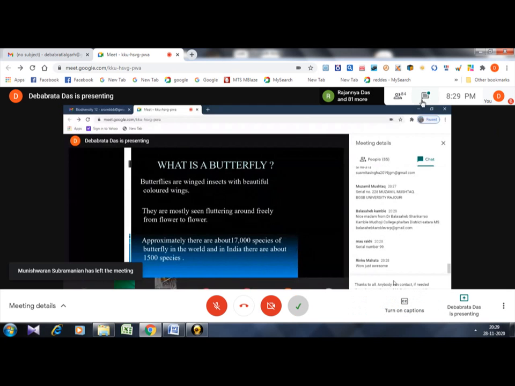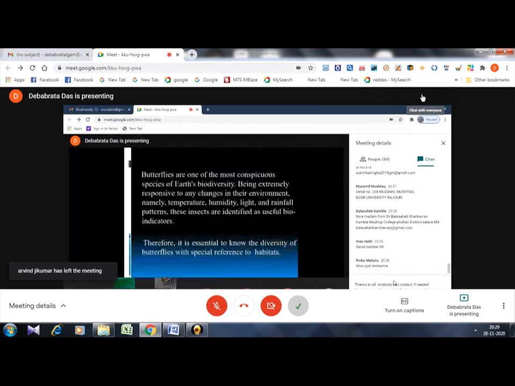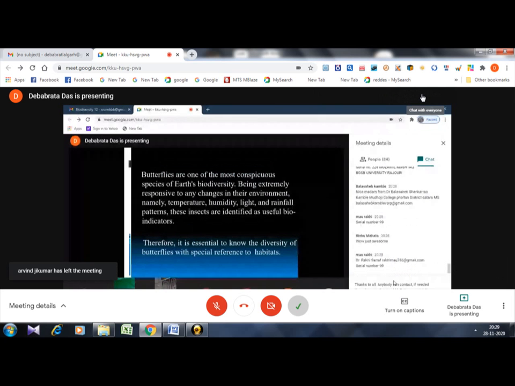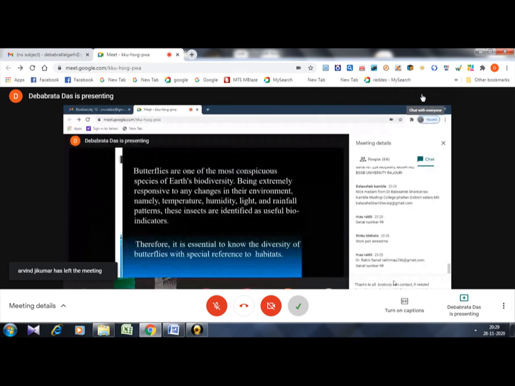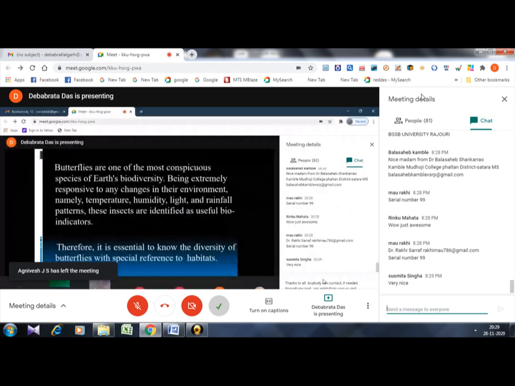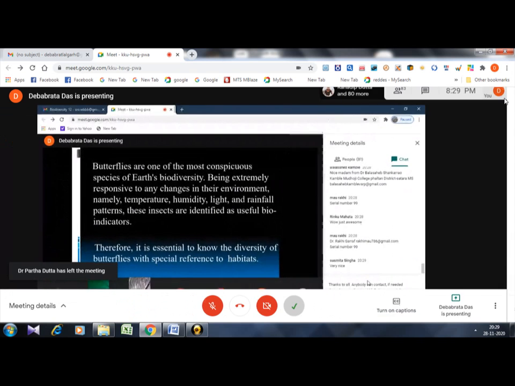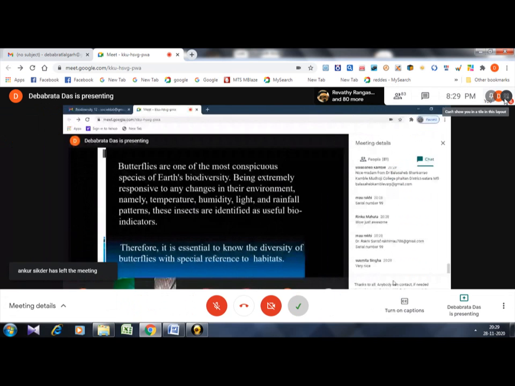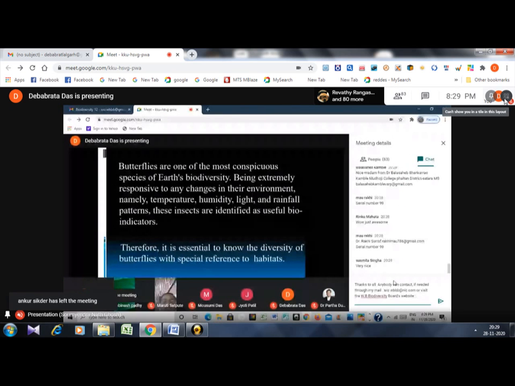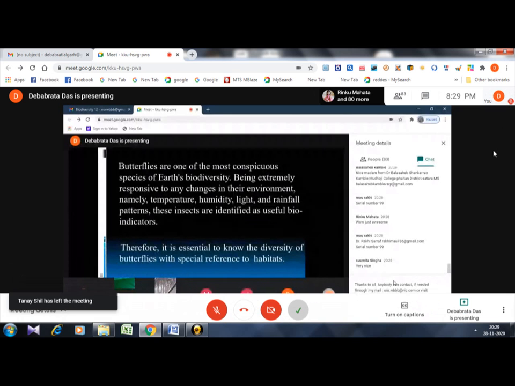Now, butterflies are one of the most conspicuous species in Earth's biodiversity, and they are very responsive to environmental change. If there is a small slight change in the environment, the temperature, humidity, anything, butterflies will respond to that change. That's why it can be said that butterflies are environmental indicators. And therefore, to know the butterflies more, we have to study them, and that is what my presentation is all about.